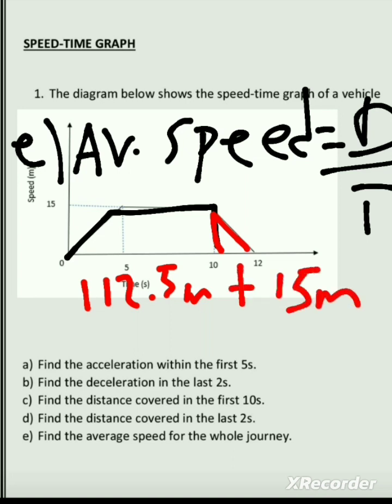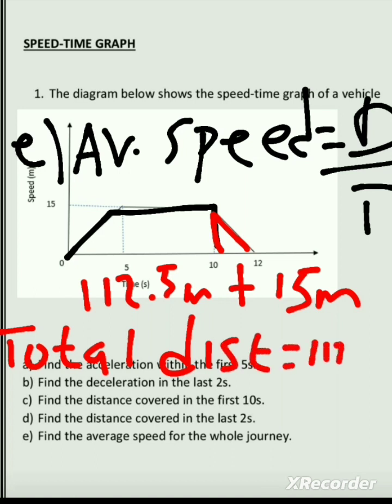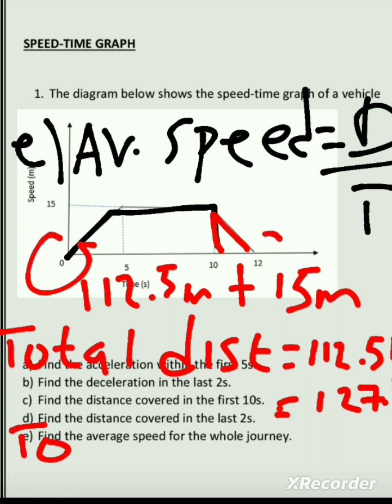Therefore, total distance is equal to 112.5 plus 15. Sorry, it's going to be equal to 127.5 meters. So this is the total distance, 127.5 meters. What about the total time? The total time, there's no need to calculate. It's just from here to here, which is 12.